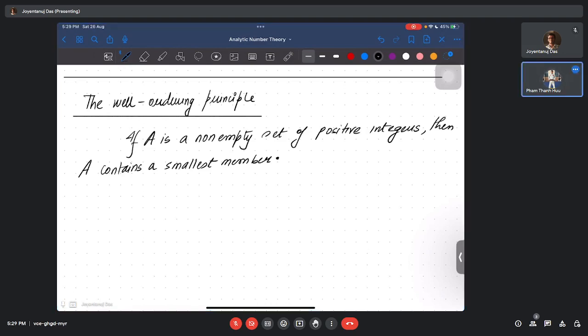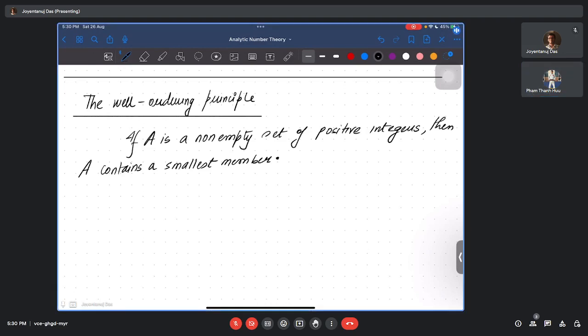Okay. So I think this is fine. So the definition is fine, right? Well, this well ordering principle, the statement is fine, right? If A is a non-empty set of positive integers, then A contains a smallest number. We conclude that A must have a smallest element. So it's ordering.